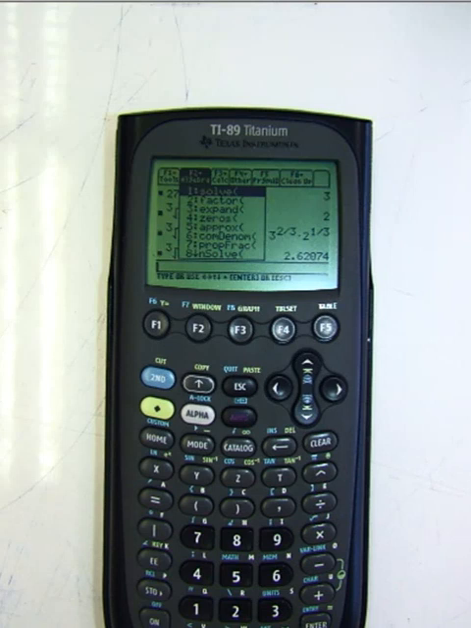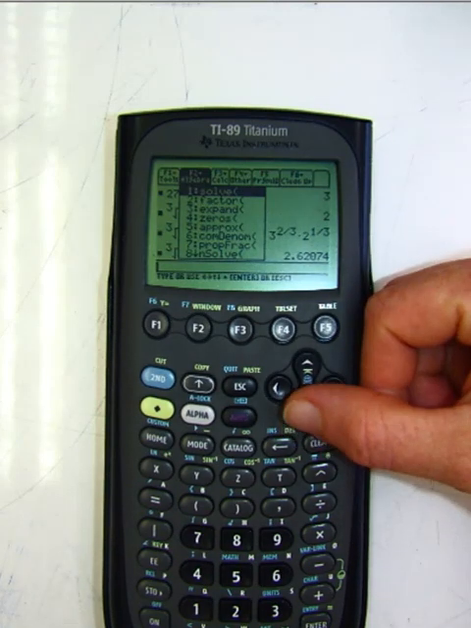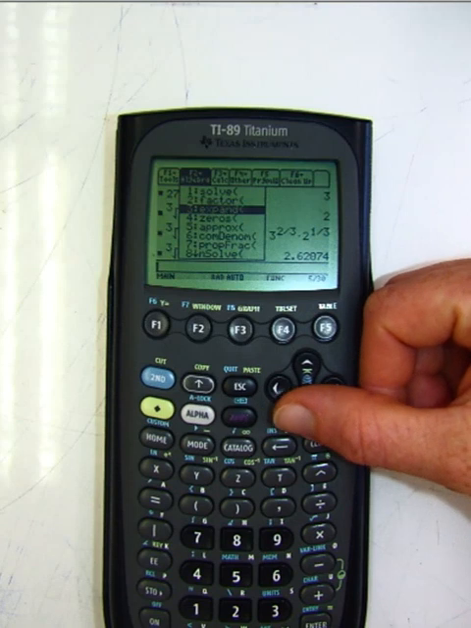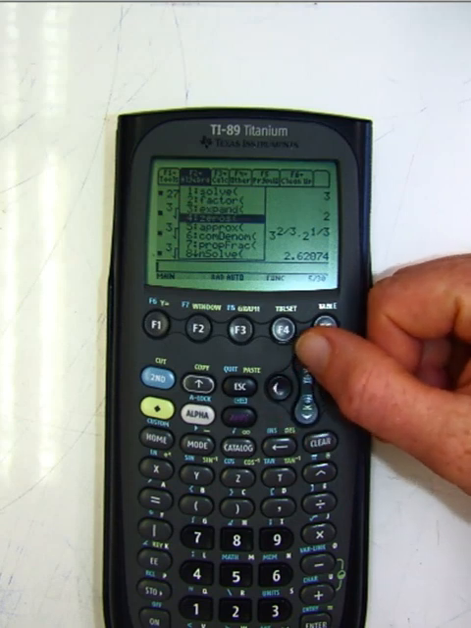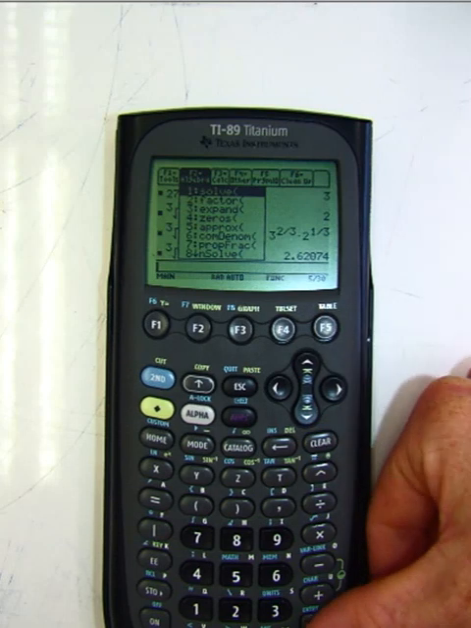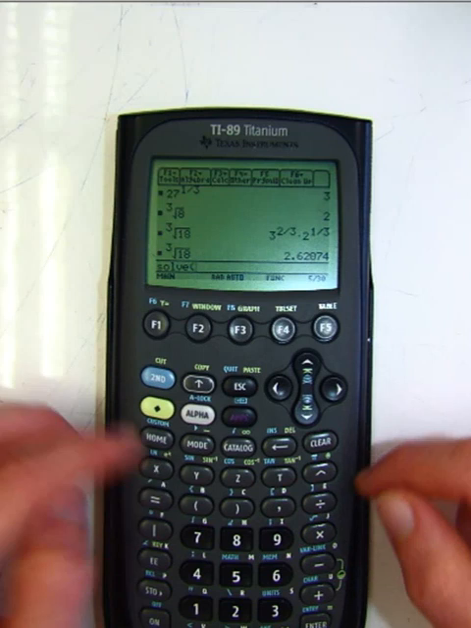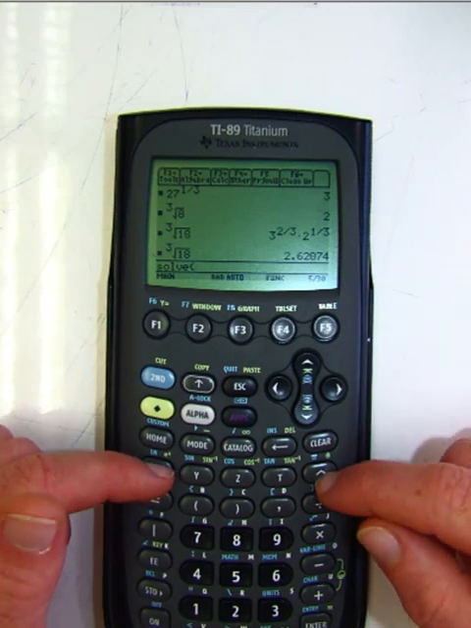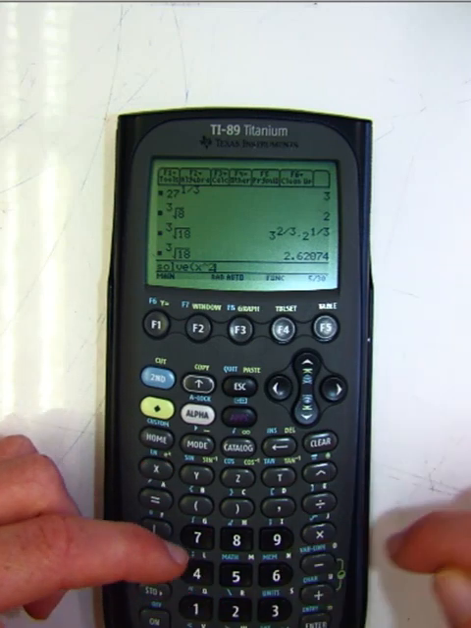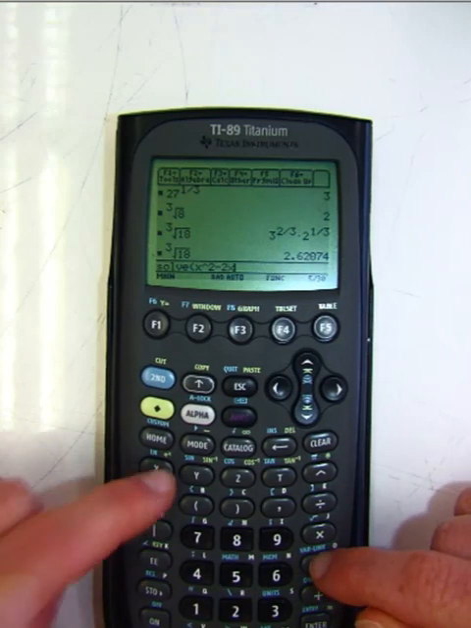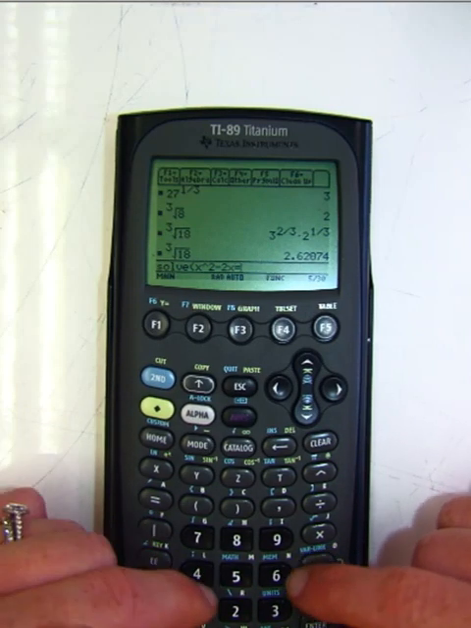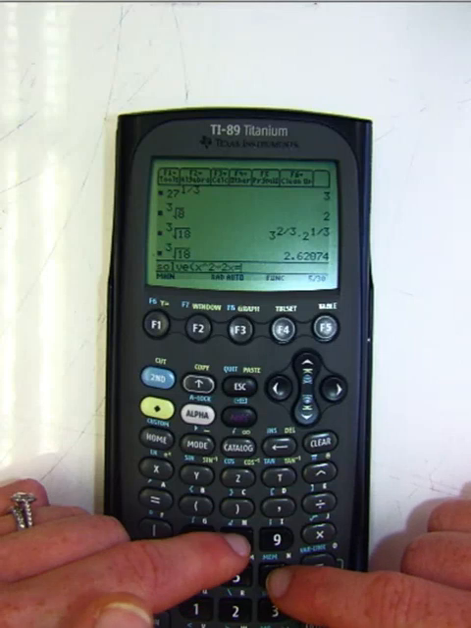Under the algebra menu, the first option there is to solve. There's factor, you can expand, you can find zeros. We'll look at that here in a minute. So let's just do the solve. Simple equation. We're trying to solve the equation x squared minus 2x is equal to 8.